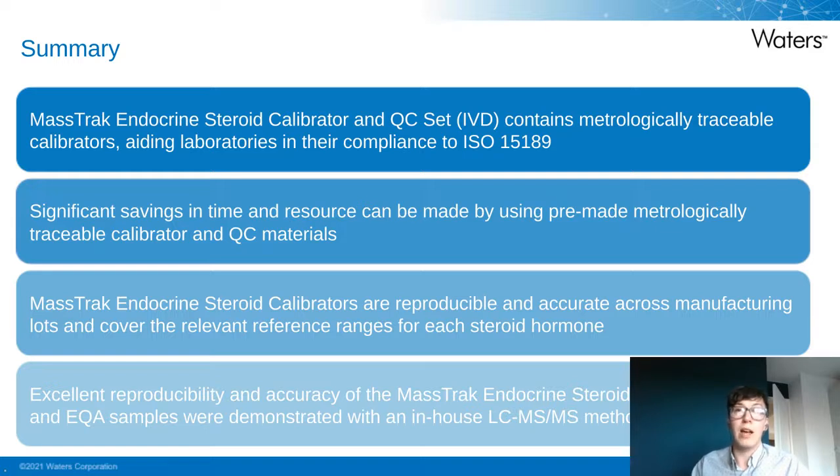So in summary, the MassTrak Endocrine Steroid Calibrator and QC set for in vitro diagnostics contains metrologically traceable calibrators which aid laboratories in their compliance to ISO 15189. Significant savings in time and resource can be made by using these pre-made metrologically traceable calibrator and QC materials. In addition, the MassTrak Endocrine Steroid Calibrators are reproducible and accurate across manufacturing lots and cover the relevant ranges for each of the steroid hormones.